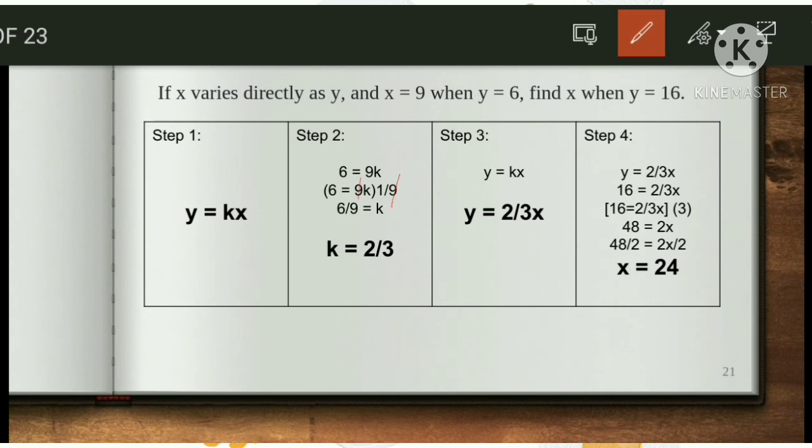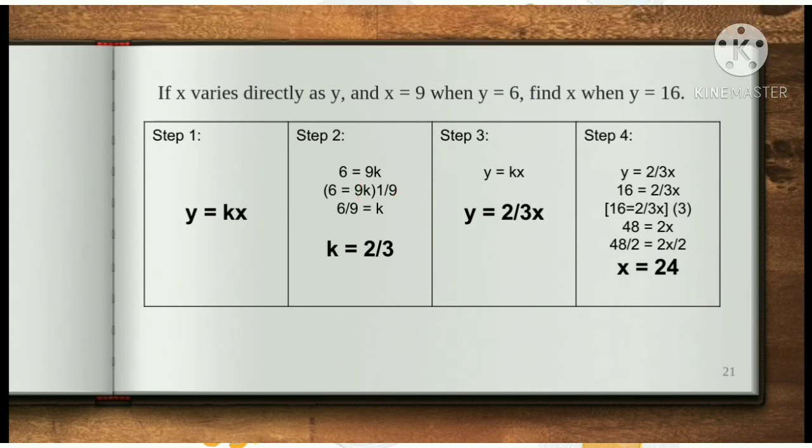So let us proceed to step 3. We need to rewrite the equation in step 1, which is y is equal to kx, by substituting the value of k from step 2. So in step 1, we will just substitute the value of k, which is 2/3, in the equation y is equal to kx. So the equation now becomes y is equal to 2/3 x. Right? Did you get it?